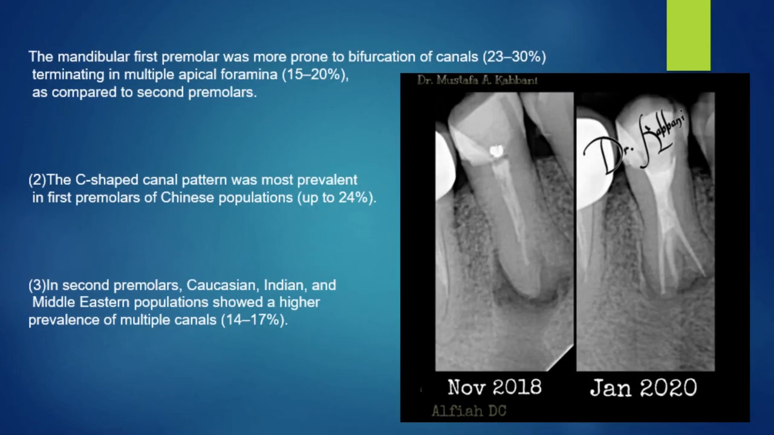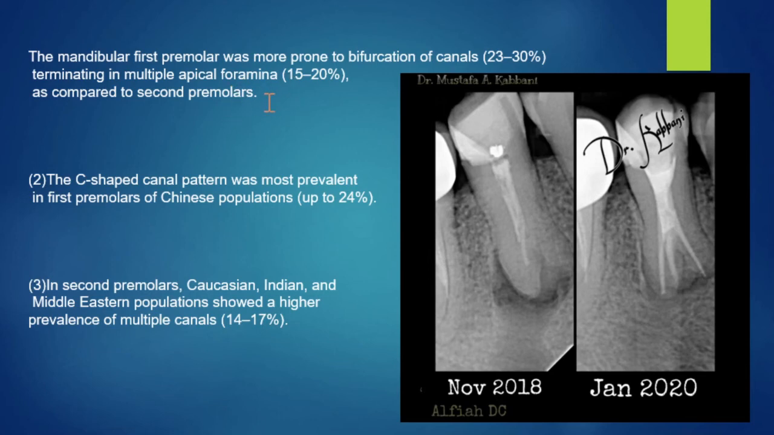All right, now let's move on to give some facts about lower premolars. These teeth are very tricky. The mandibular first premolar is more prone to bifurcate at the middle or apical third in 23 to 30% of the cases, and in 20% of the cases they terminate in multiple apical foramina when we compare them to the second premolar.